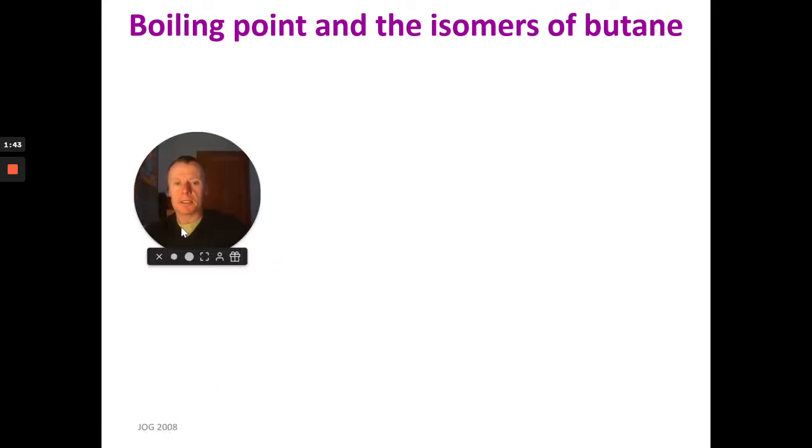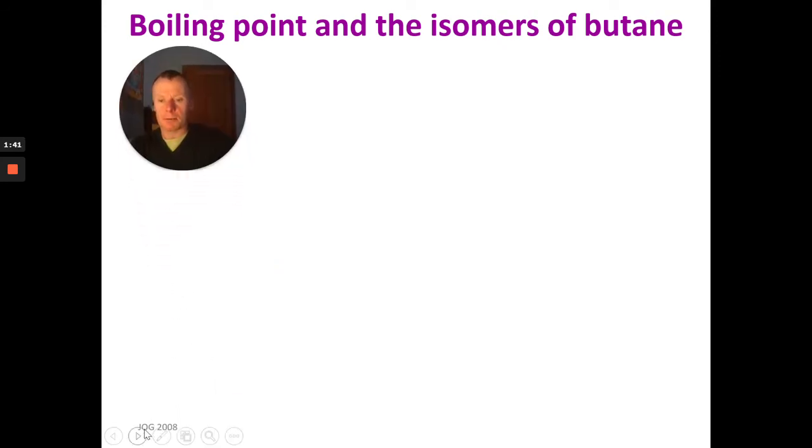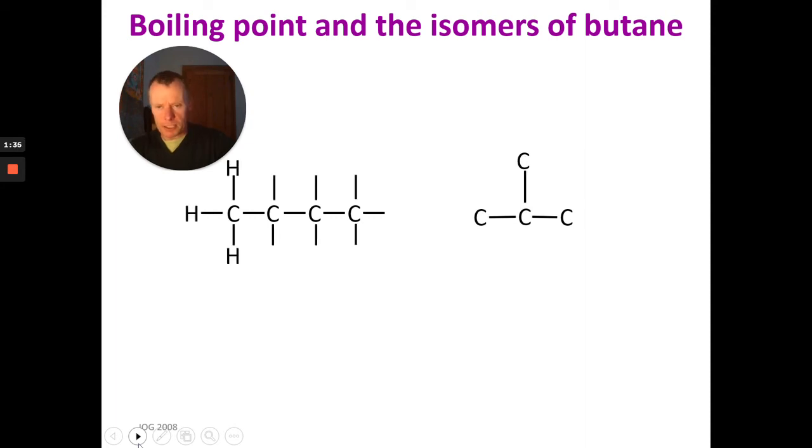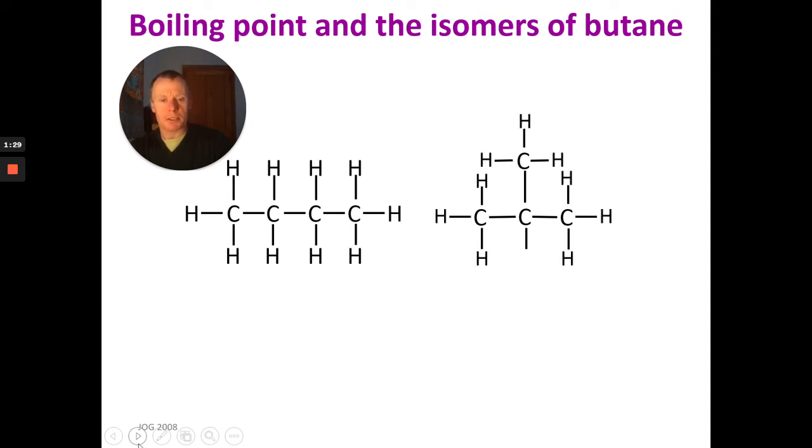So if we look at the isomers of butane and explore this a little bit further, if we build up the butane molecule from the carbon chain, we've got its isomer on the right hand side, 2-methyl propane. I'm just doing it this way so you can see it's important to make sure all the bonds are actually included when you're drawing these out. So these are the fully displayed formulae now, showing all the bonds and all the atoms.